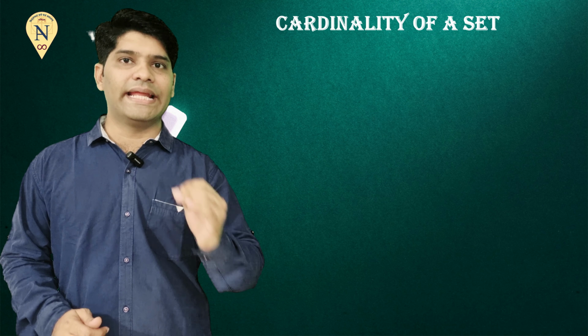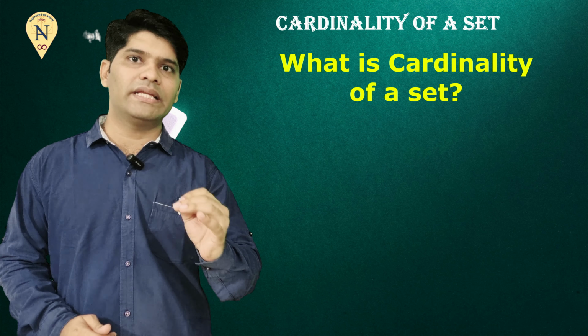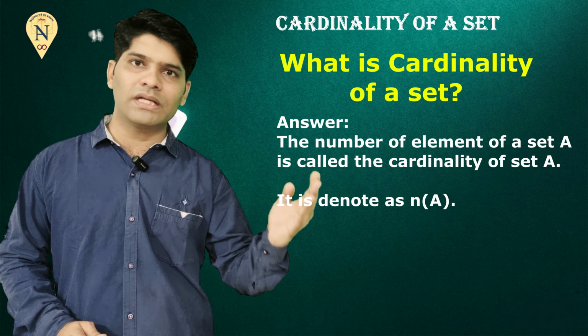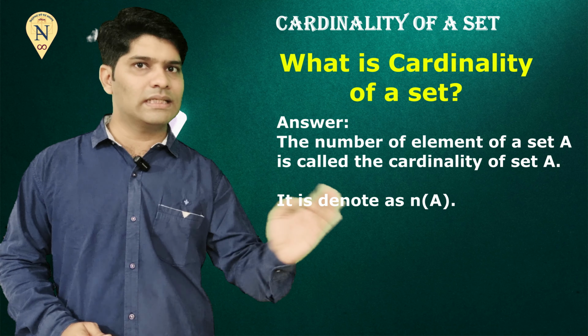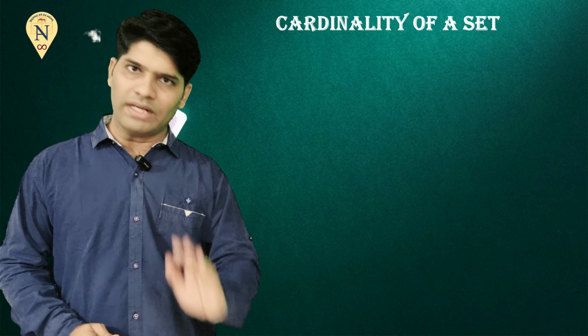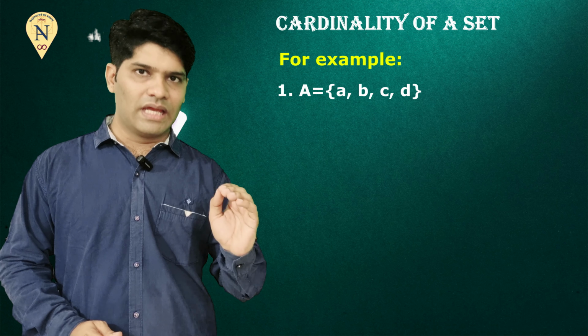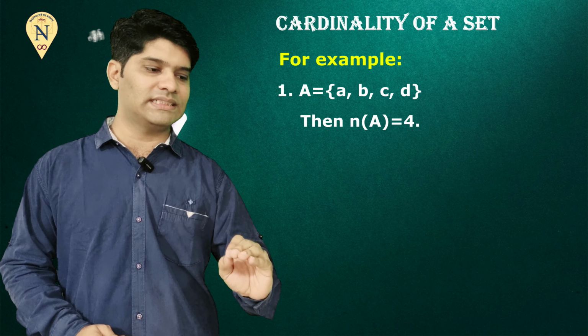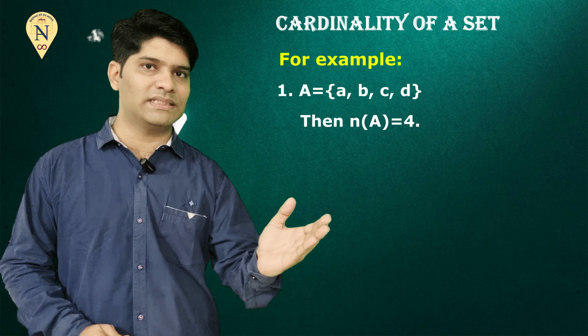There is a notion of cardinality of a set. So what is the cardinality of a set? It is simply count the number of elements in a particular set. That count will be called as a cardinality of a set. For example, if I have a set A having elements A, B, C, D, then cardinality of this set is 4 because there are 4 elements in that set.